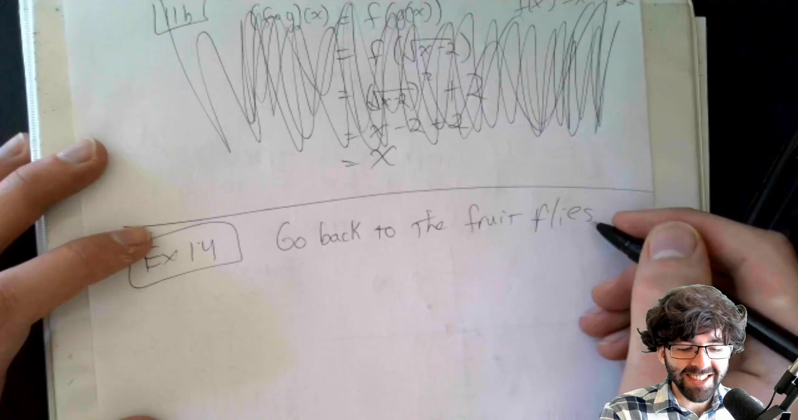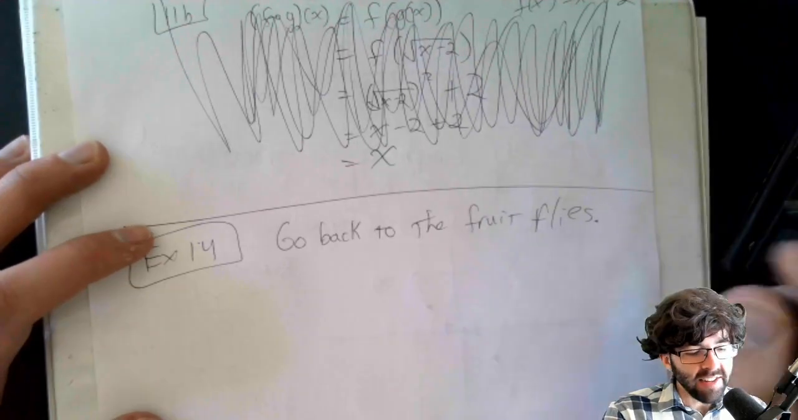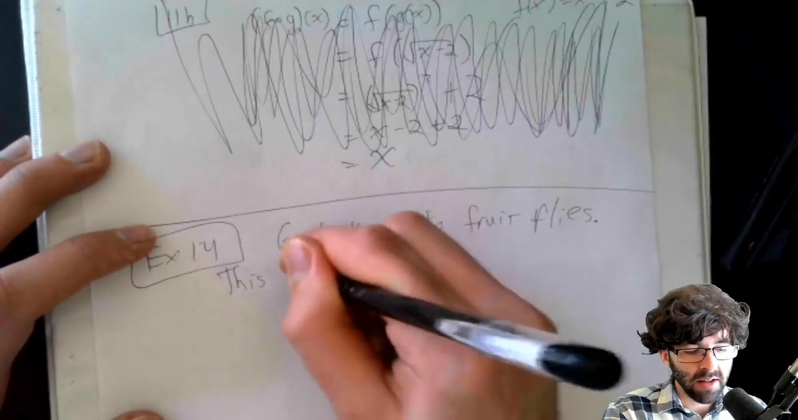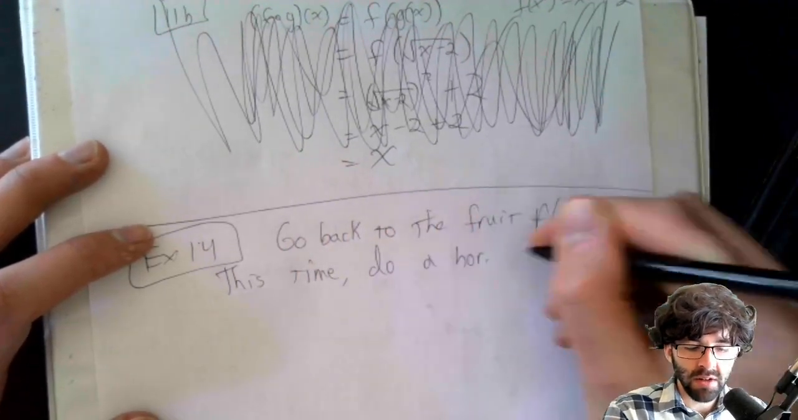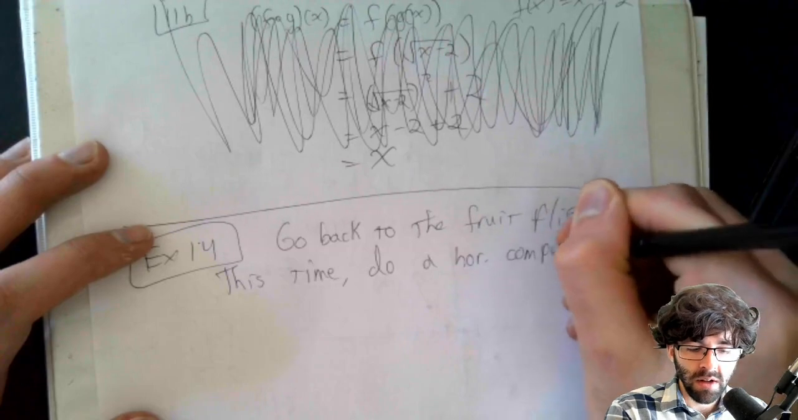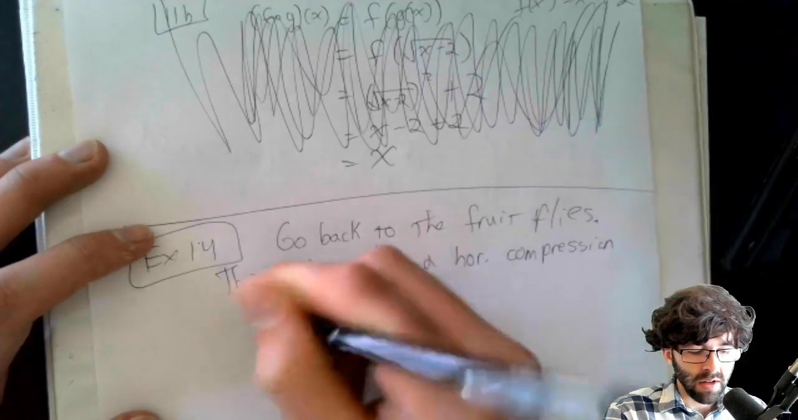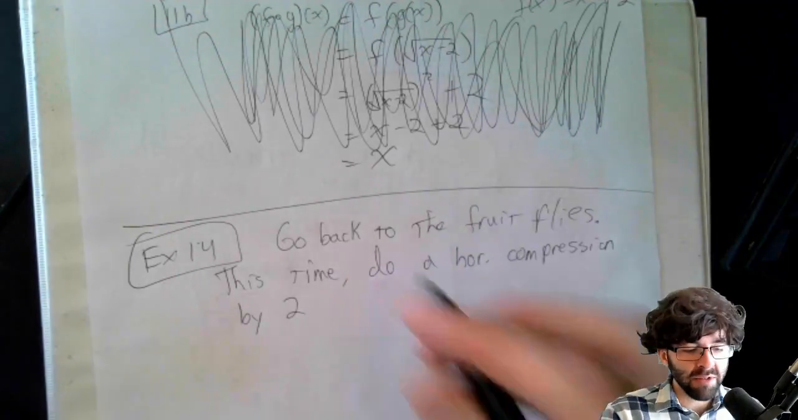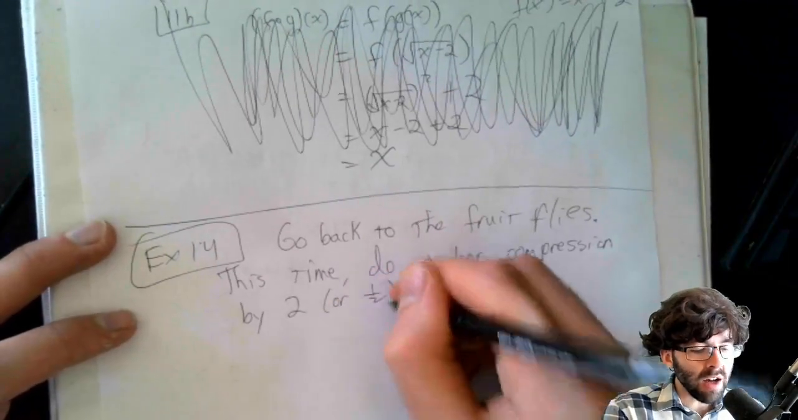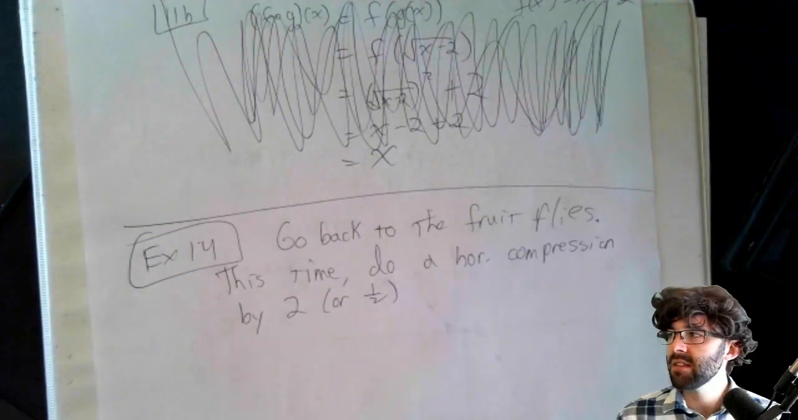Go back to the fruit flies. And this time, do a horizontal compression by 2. And whether you say by 2 or a half, I'll accept either one of these languages.